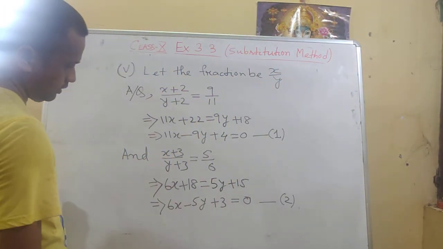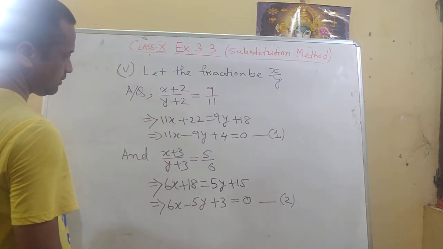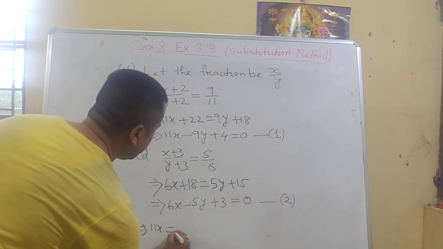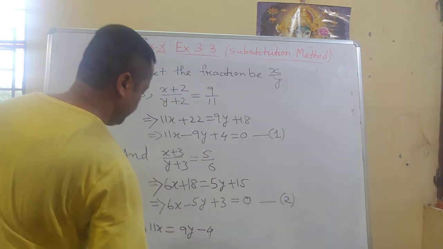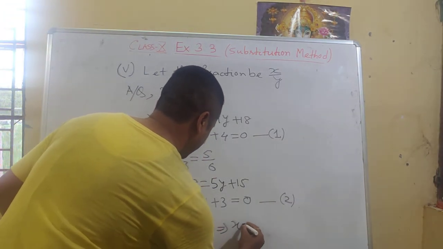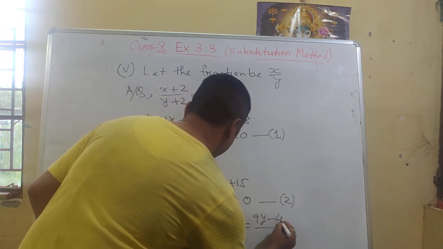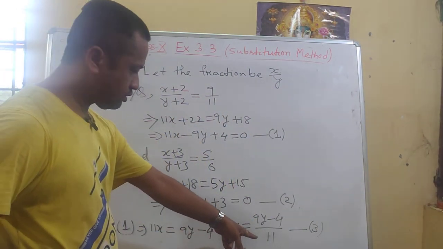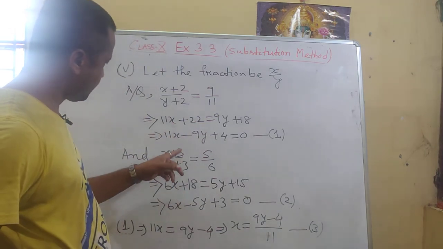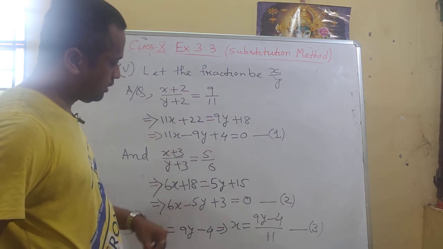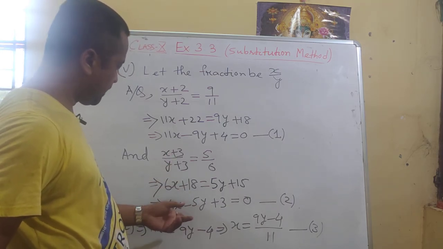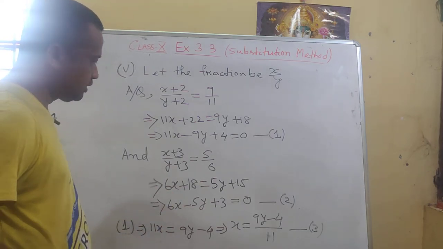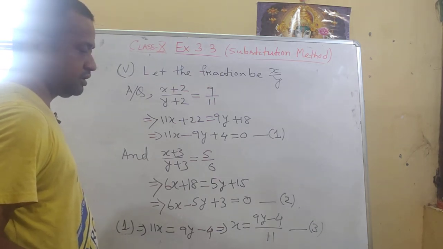Now, these two equations can be solved by the substitution method. From 1, 11x is equal to 9y minus 4, which implies x is equal to (9y minus 4) by 11. This is equation number 3. Now put this value of x in equation number 2, then the y value can be found. Once y is found, from equation number 3 you can find the value of x. Then x by y will be the required fraction.